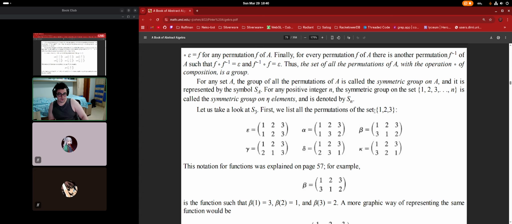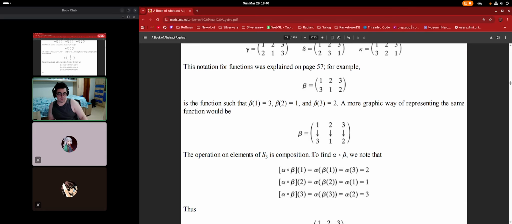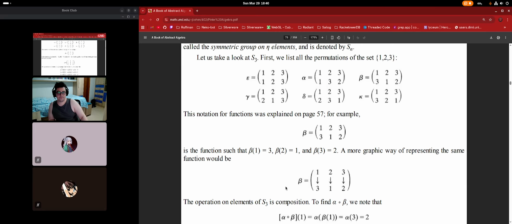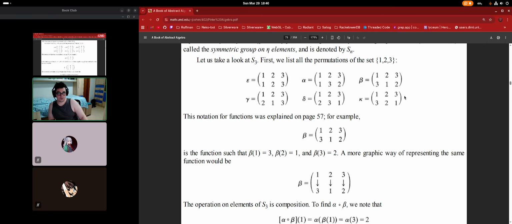First, we saw the permutations of the set. So out of 1, 2, 3, how can we map these differently? We can have the identity, and we can have one that keeps the 1 intact and swaps the 2 and the 3. Because again, the notation is that you start from the first row and you go to the second row. You can imagine that those arrows are there. So these are all the possible permutations for 1, 2, 3.